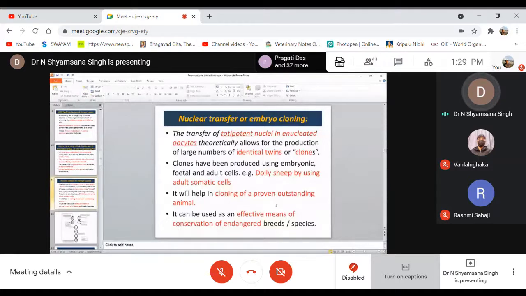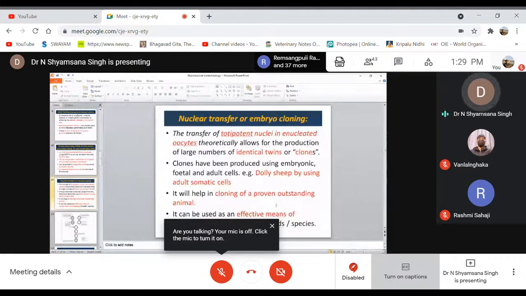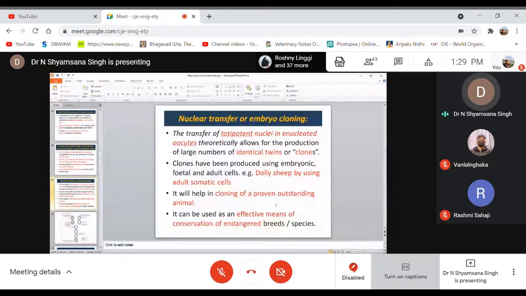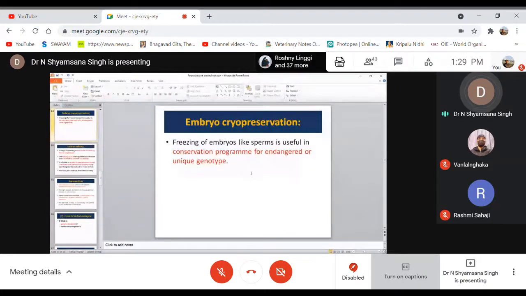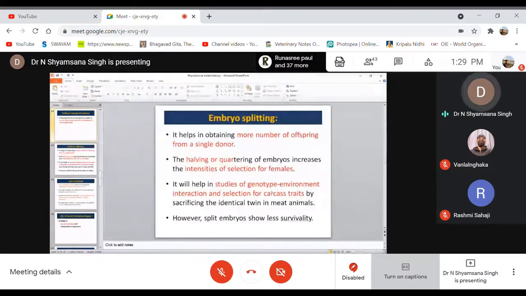So now coming to embryo cryopreservation. Sperm, spermatozoa, and all that can be preserved for a period of time through cryopreservation. Just like that, embryos also we can collect, and they can be kept or stored using liquid nitrogen for future use. Now, embryo splitting.